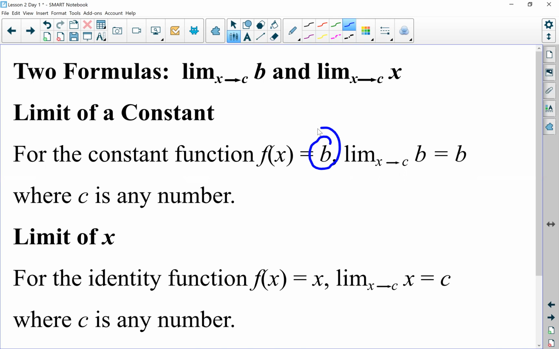If we take the limit of the identity function, which is f of x equals x, then as x approaches c, our limit for x also is c. So if we're equal to a constant, that constant is our limit. If we're equal to x, whatever value we're approaching is our limit.